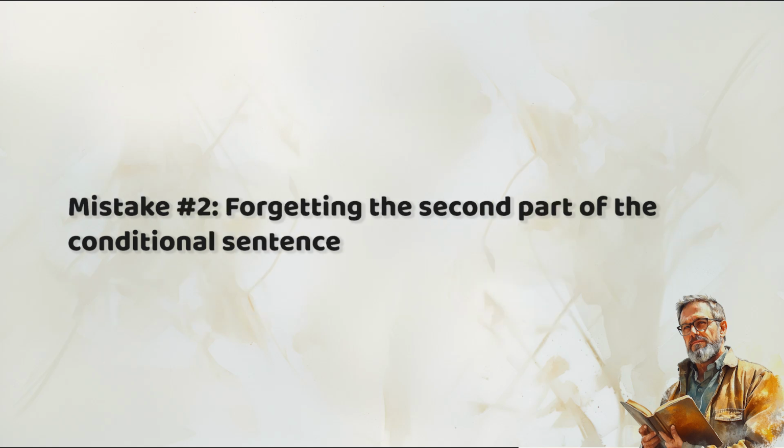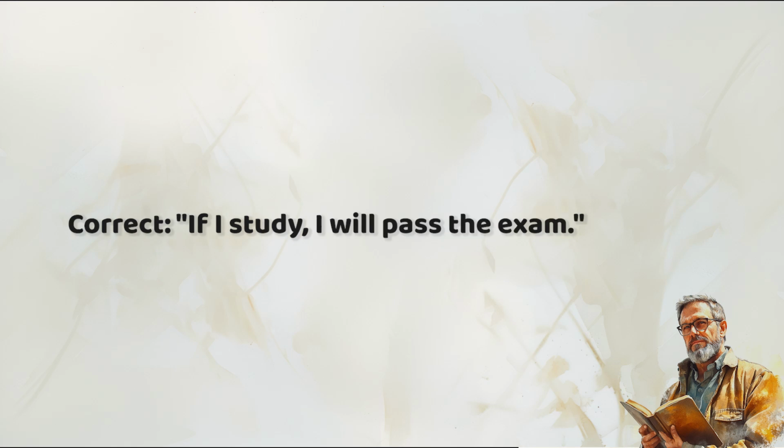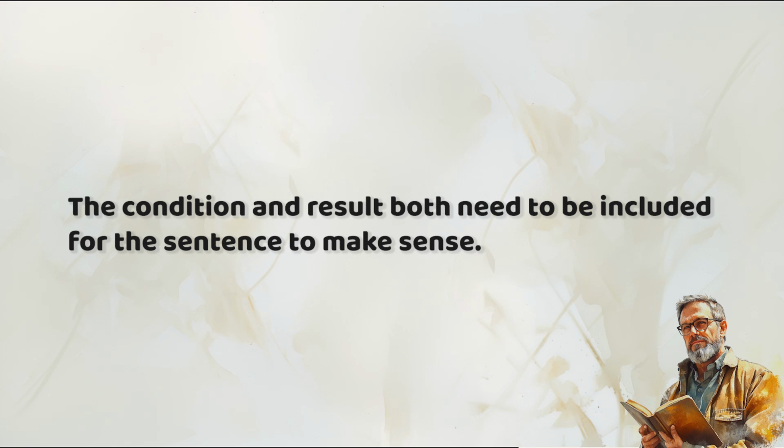Mistake number 2: forgetting the second part of the conditional sentence. Sometimes learners only use the if clause and forget to add the result. For example, wrong: if I study. Correct: if I study, I will pass the exam. The condition and result both need to be included for the sentence to make sense.